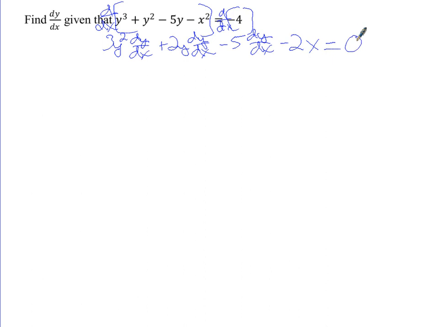You have to do both sides of the equation. Just like if you add 2x to both sides of the equation, you still have to take the derivative of both sides of the equation, okay? And we actually have been doing that.